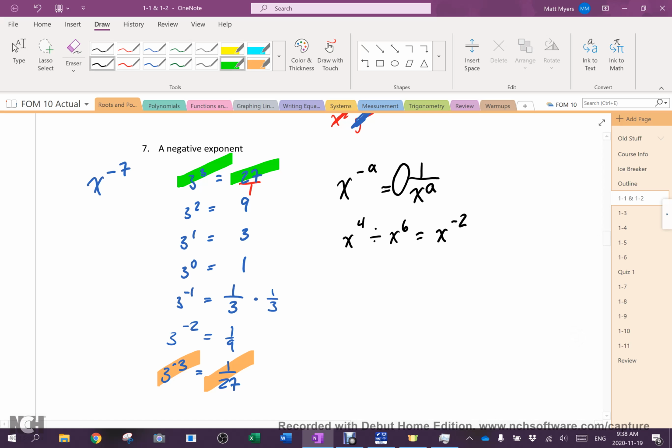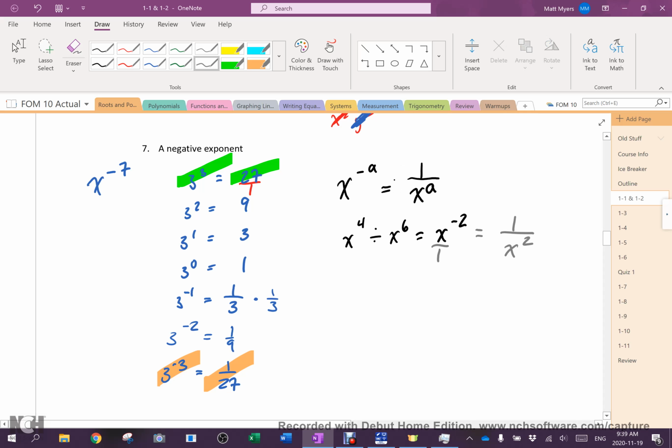So this is technically x over 1, right? So what is this answer really? How do I write it properly? We just did it right there. 1 over x squared. Is everybody cool?